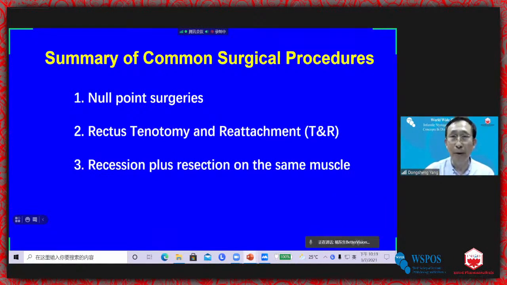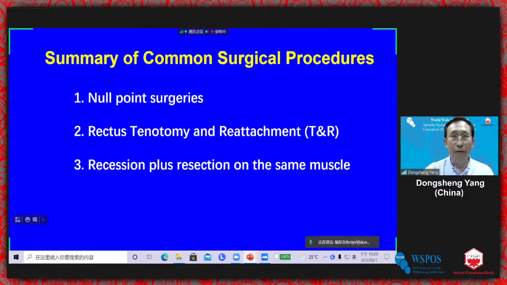Okay, summary of common surgical procedures. It's going to include 3 sections. All this classification is actually arbitrary. The first part is going to be head position surgery. Second is the rectus tenotomy and the reattachment. The third one is the one that I want to show from my experience, the recession plus resection on the same muscle for the nystagmus treatment.